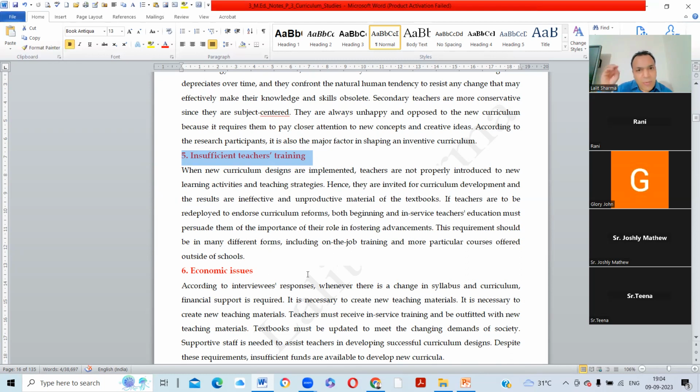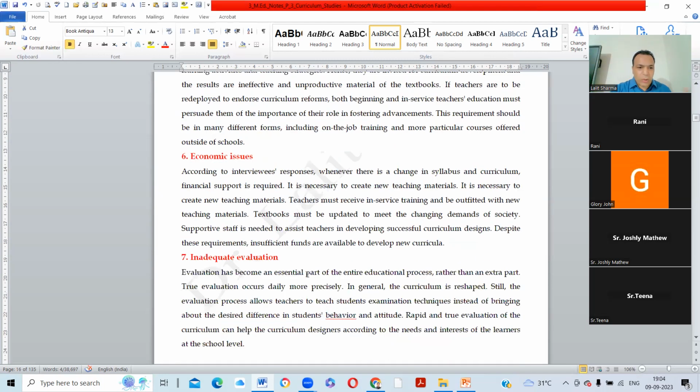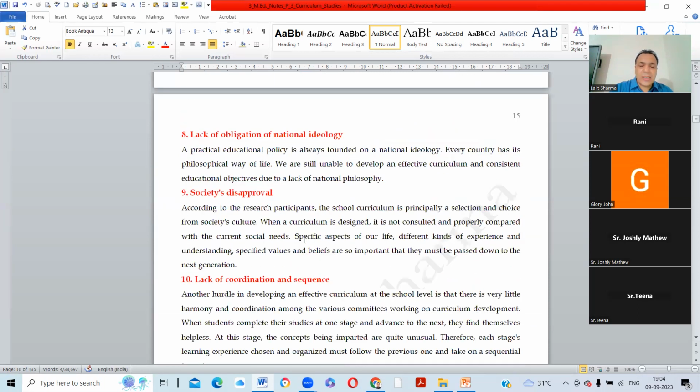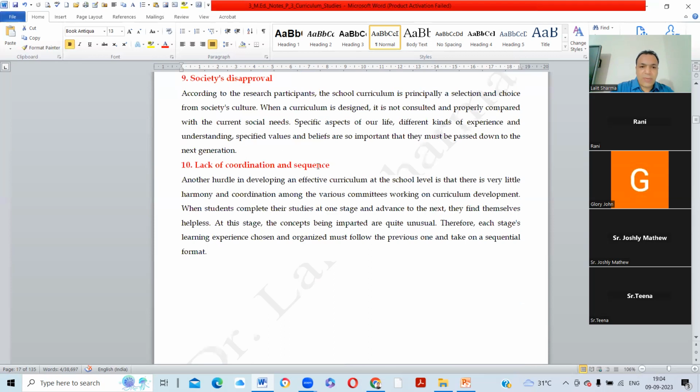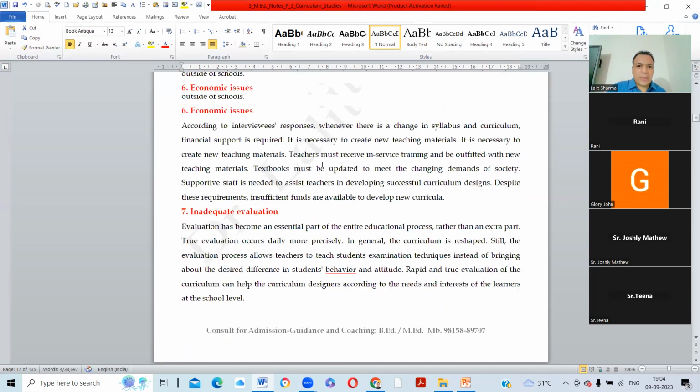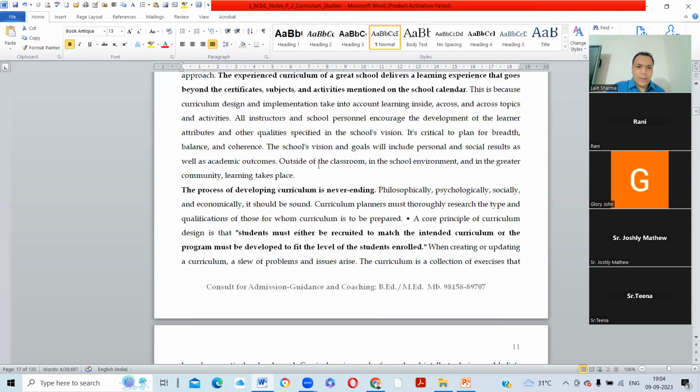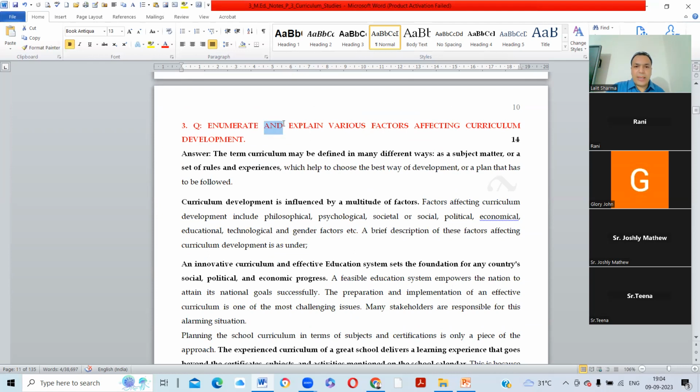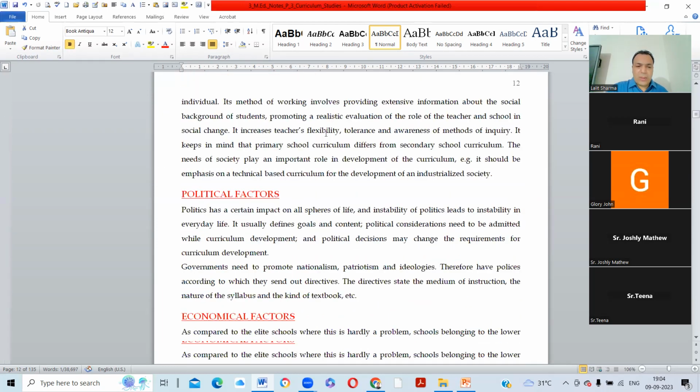These are the factors that influence the curriculum. Okay, guys. Economical issues, inadequate evaluations, lack of obligations, ideology, societal disapproval, lack of coordination and sequence. So these are all the factors which are responsible for affecting the curriculum. Okay, this was our question, right? What was the question? Explain, enumerate and explain various factors affecting curriculum development. Determinants also come in, right? Determinants of curriculum development, factors influencing curriculum development. So these are all the same questions. This question is also done.